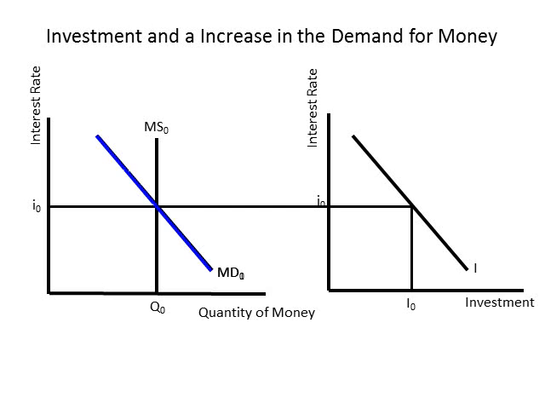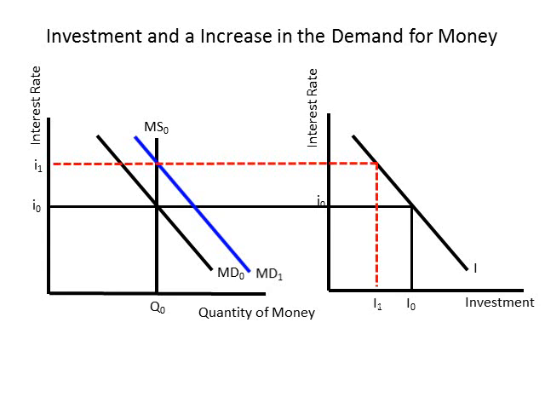First off, the demand for money shifts to the right. The shift in the demand for money to the right causes the interest rate to increase. The increase in the interest rate causes investment to decrease. So our investment decreases from I0 to I1.